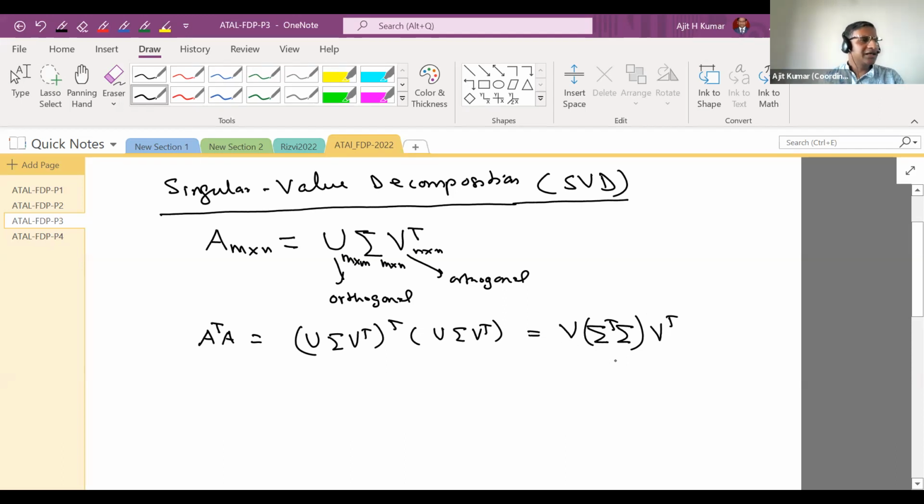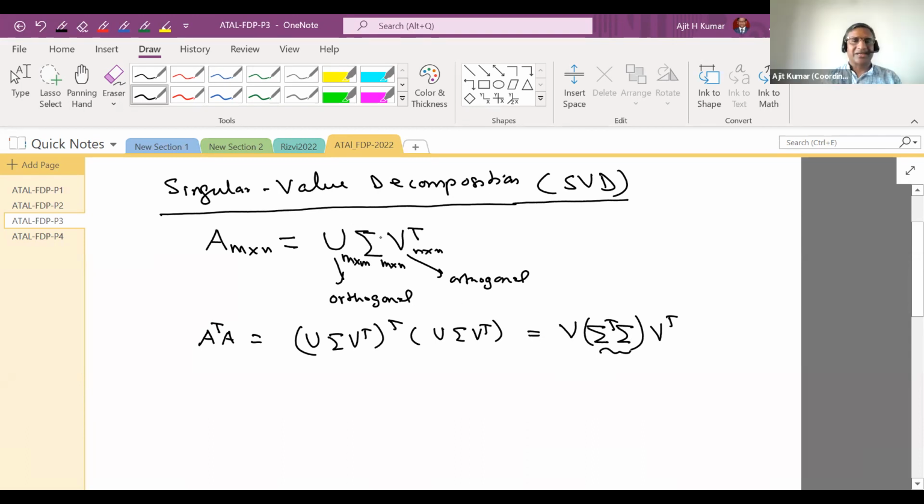Is this clear? Now, what does it say about this? What is the order of sigma transpose sigma? Sigma is M cross N, so sigma transpose sigma is going to be N cross N, right? And this is going to be a diagonal matrix.